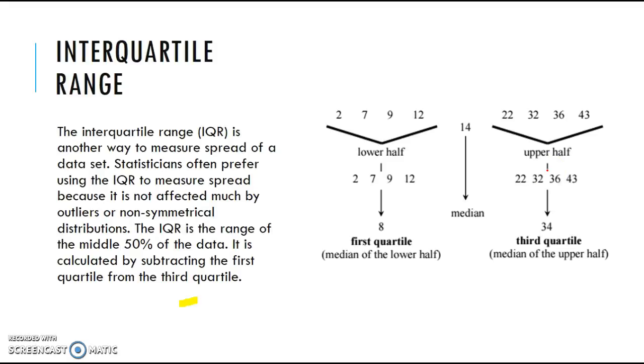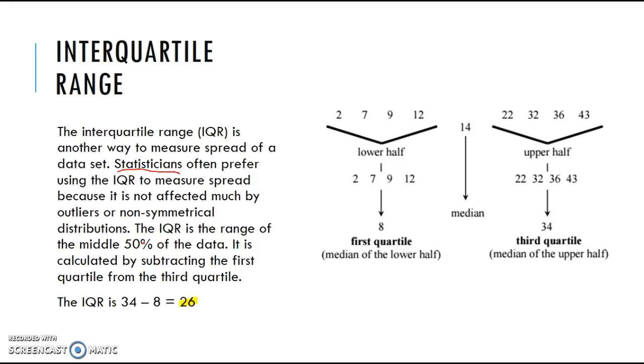Interquartile range is the measure of spread of the middle of the data. It is found by taking the difference of the third and first quartiles, the third quartile minus the first quartile. Statisticians really like using the IQR to measure because it is not very much affected by outliers or non-symmetrical distributions.